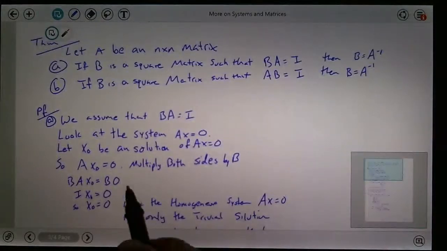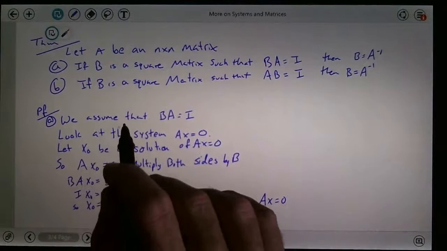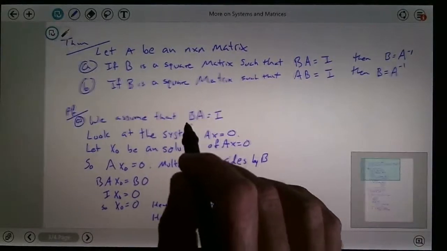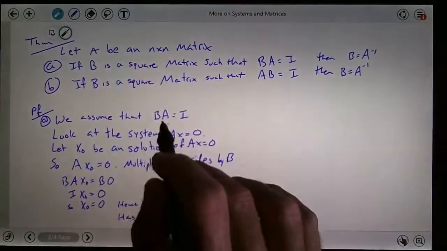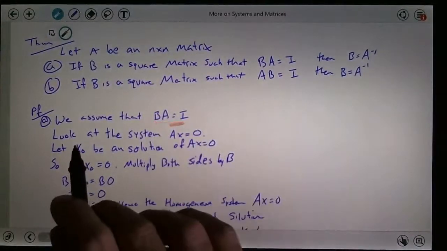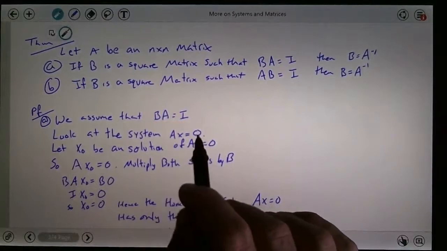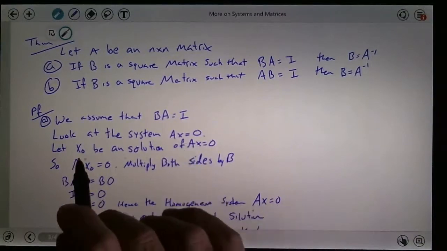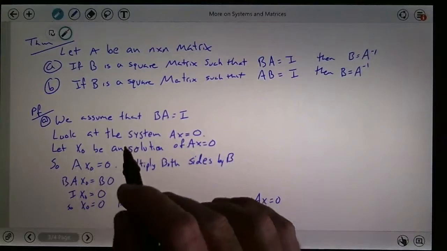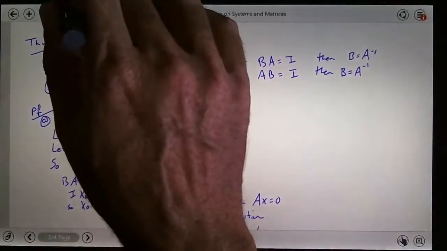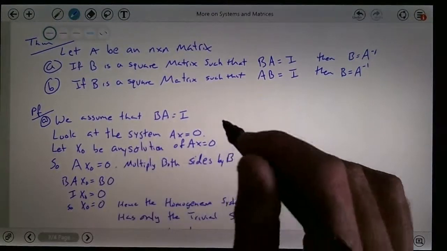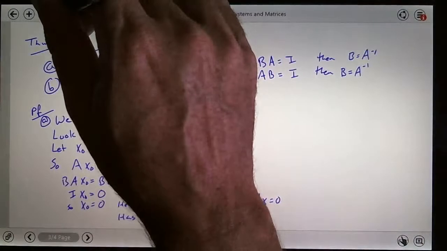Here's the proof. Suppose BA equals I. Now look at the homogeneous system AX equals 0. We know that it's got at least one solution because it always has the trivial solution. So let x0 be any solution of AX equals 0.